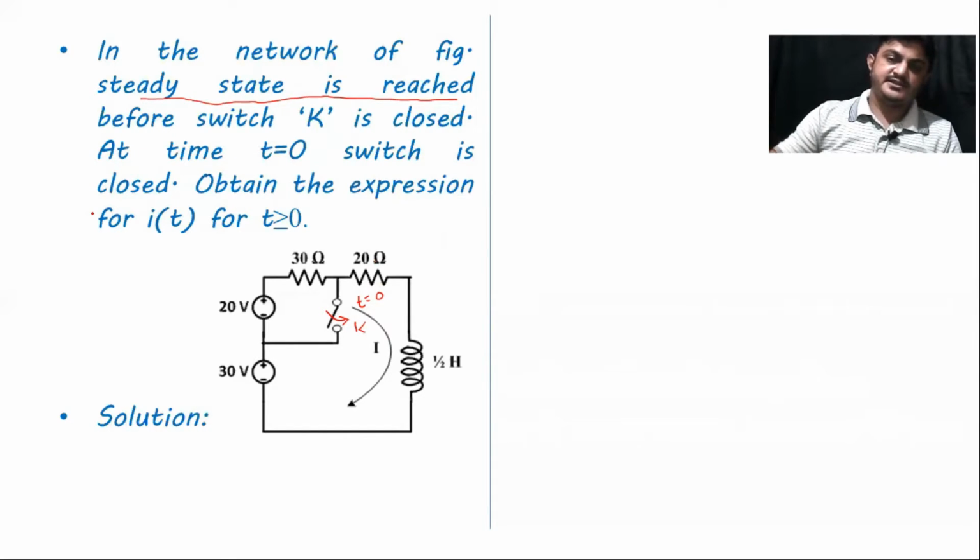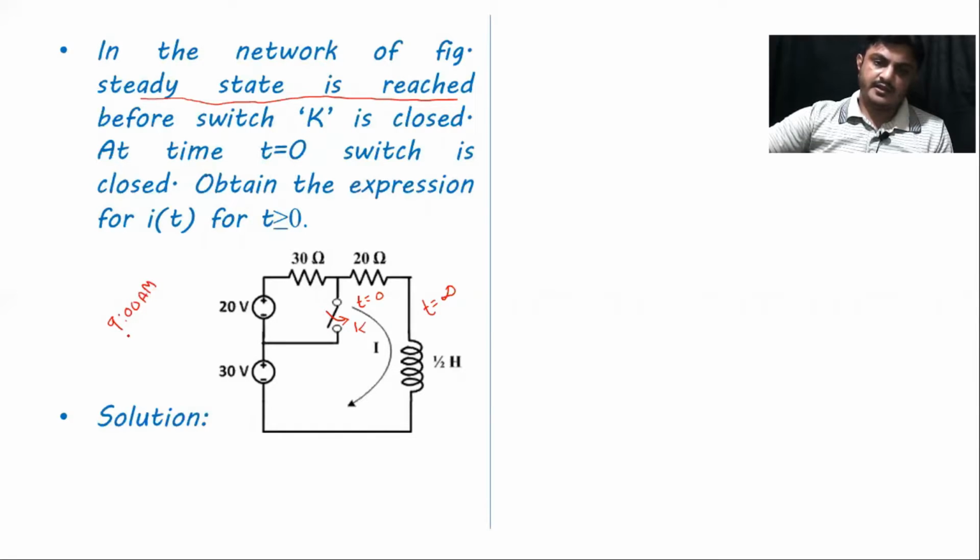What do we mean by steady state is reached before the switch is closed? It means that my inductor is right now in the situation equal to t equal to infinity. Let us try to understand with some example values. Let us say I am closing this switch at 9 a.m. But I have connected this circuit very early, maybe 8 a.m., 7 a.m. So let us consider some value.